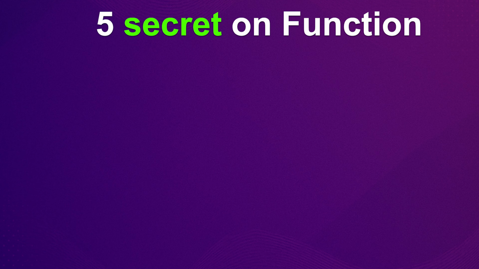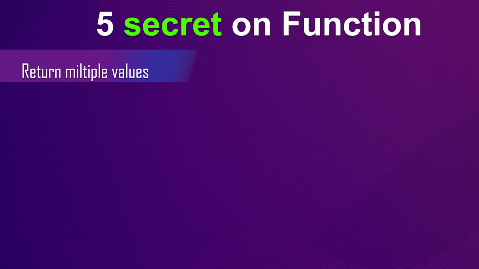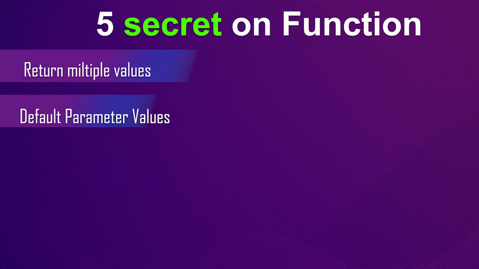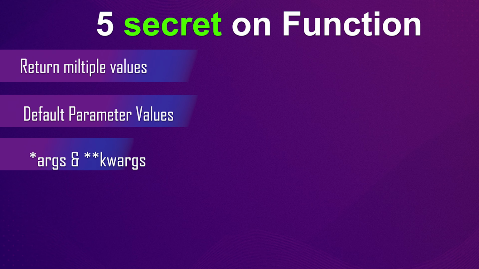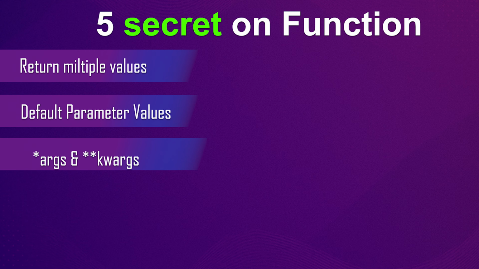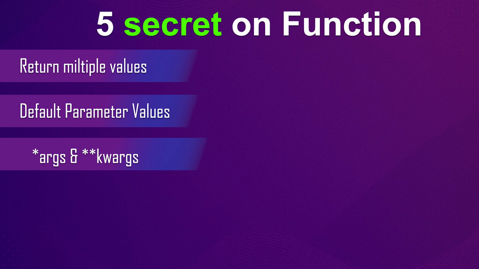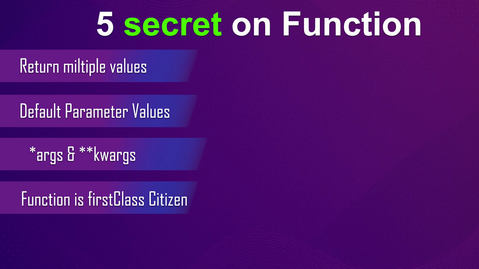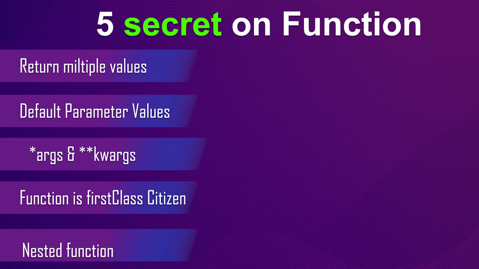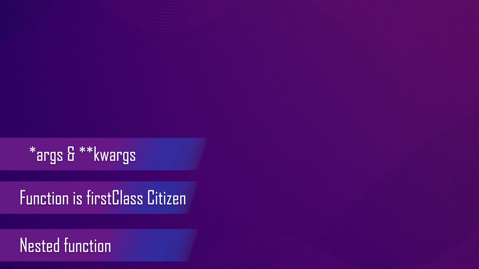In this video, you learned the 5 powerful secrets about functions in Python. Return multiple values from a function easily as a tuple. Use default parameter values to make arguments optional. Use args and kwargs to handle unlimited arguments. Remember, functions are first-class citizens, meaning you can pass them as arguments or return them from other functions. Create nested functions and closures to keep inner functions remembering outer variables.